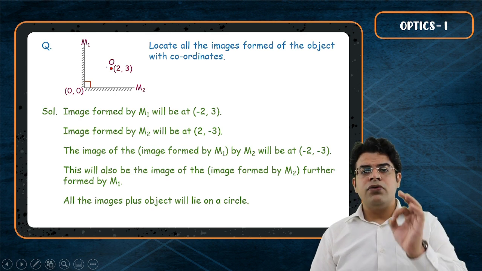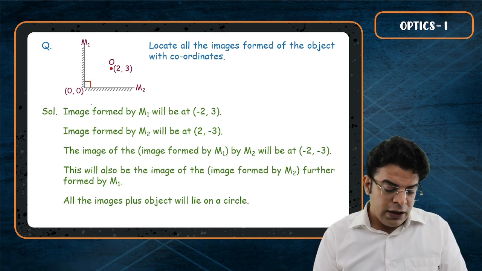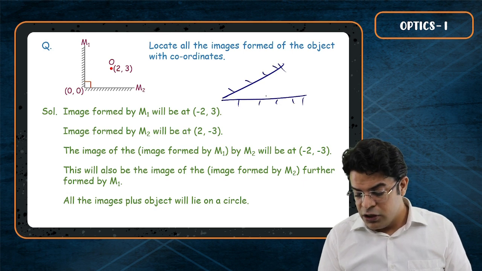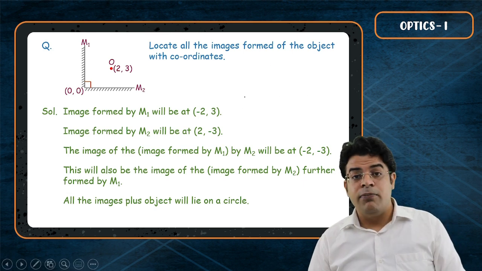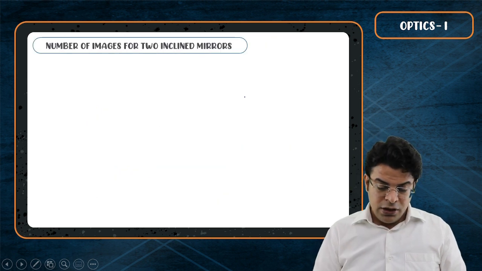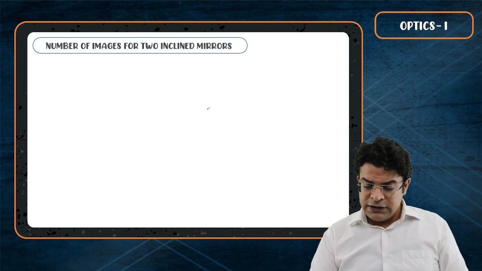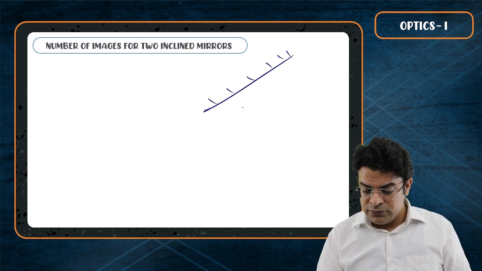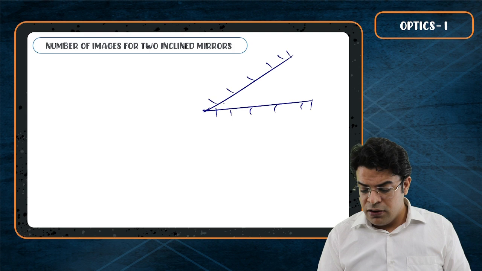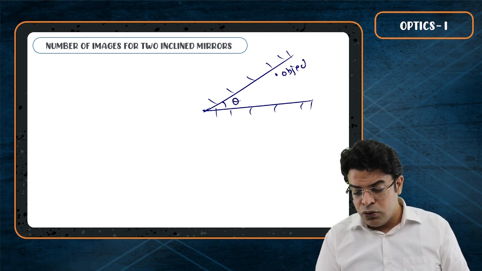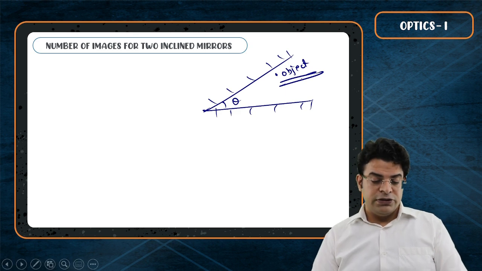Now I am going to tell you a ready-made formula. If they give you any random angle theta between the two plane mirrors, then how to identify the number of images? So let's start. The number of images for two inclined mirrors. Let's say you have two inclined mirrors at an angle theta, and there is some object placed between them. Then how to identify the number of images?